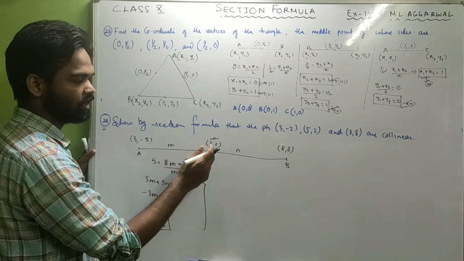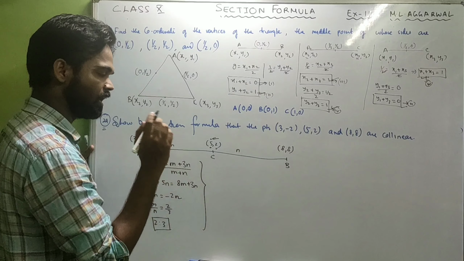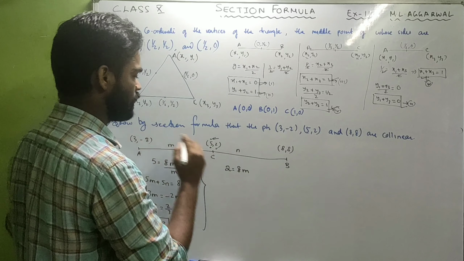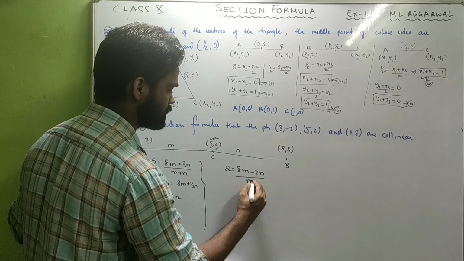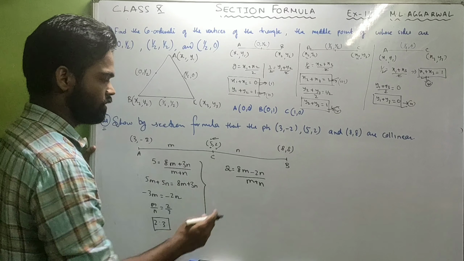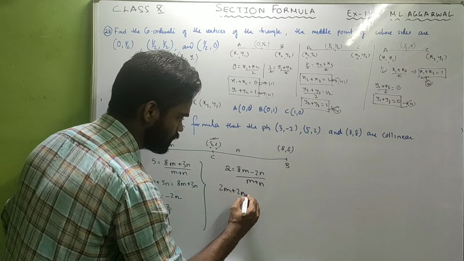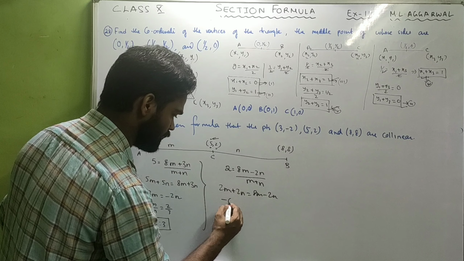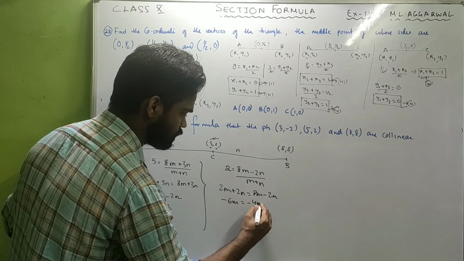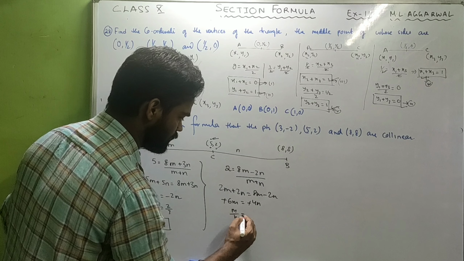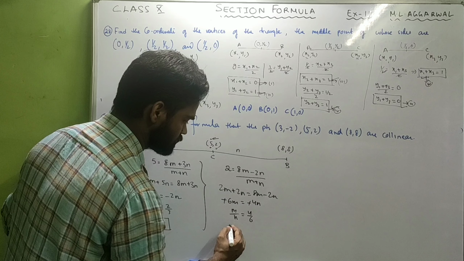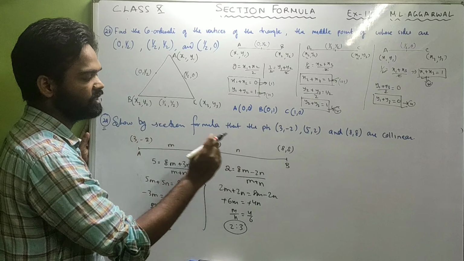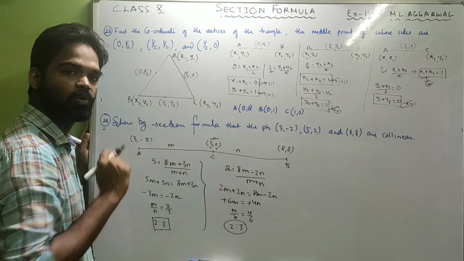Now find the ratio with the value of y. If it comes the same, then they are on the same straight line. So y equals to m y2 plus n y1, that's minus 2n by m plus n. Am I clear or not? So that's 2m plus 2n equals to 8m minus 2n, which means that's minus 6m equals to minus 4n, which means m by n equals to 4 by 6, that's 2:3, which means the ratio is the same in both the cases. Hence A, B, C lie on the same straight line, which means they are collinear.